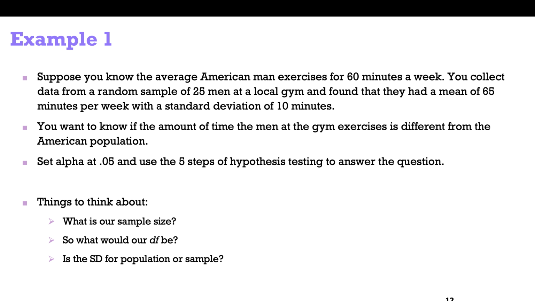Degrees of freedom for a one sample t-test is n minus 1. So that's going to be 25 minus 1, so 24. And do we know the population standard deviation or the sample standard deviation? Well, we can see that the average man exercises 60 minutes per week, but we do not have the population standard deviation. So this means that we will need to run a t-test in order to find out if these two groups of people are going to differ significantly.